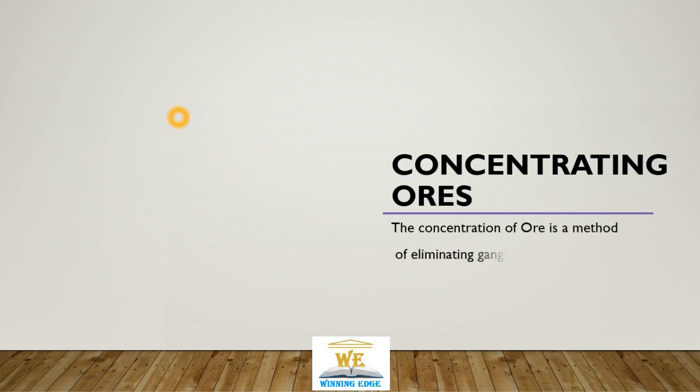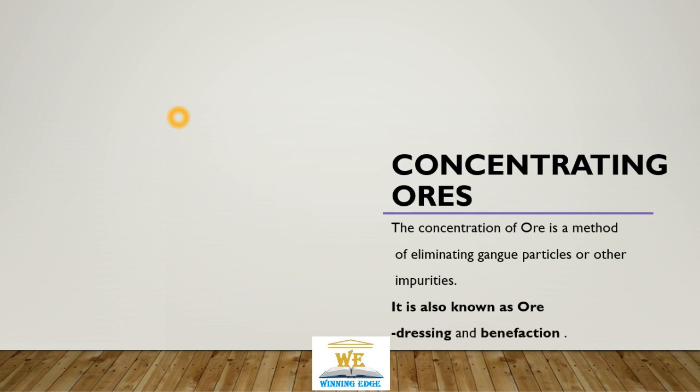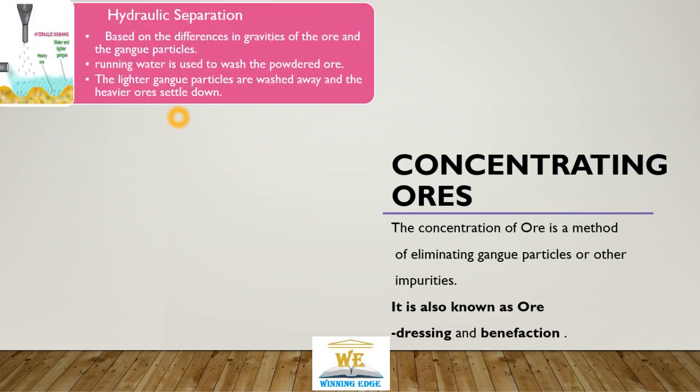Concentrating ores is a method of eliminating gangue particles or other impurities. It is also known as ore dressing or ore beneficiation. Ore beneficiation, ore dressing, and ore concentration are the same. It is basically removal of gangue from it. First is hydraulic separation. It is based on the difference in the gravities of ore and the gangue particles. What does it mean, gravities of the ores? It means based on their densities.